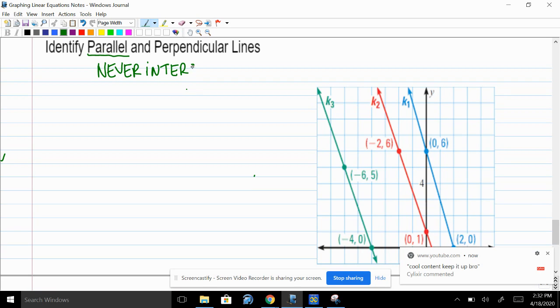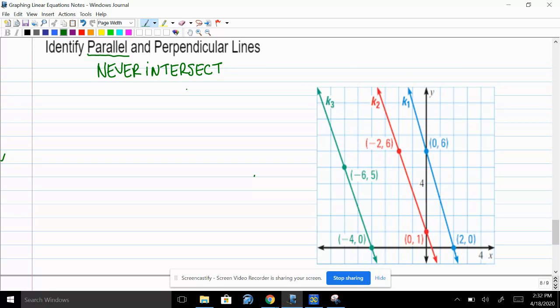If you look at the picture here, you've got three lines. You've got K1, which is your blue line, your K2, which is your red line, and your K3. Now, they all look like they're parallel. They all look like they're not going to touch. Just keep in mind, this coordinate grid expands, so eventually they may touch, even if they look like they don't touch on the graph.